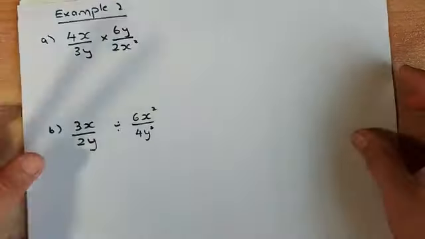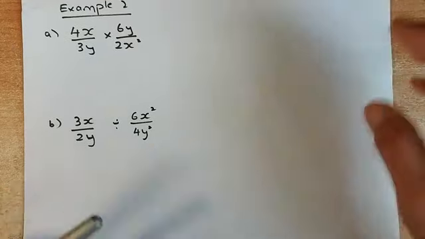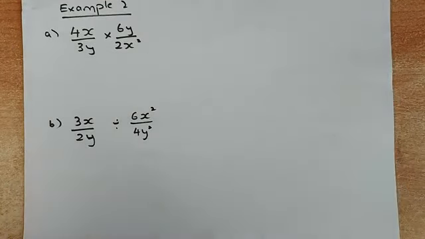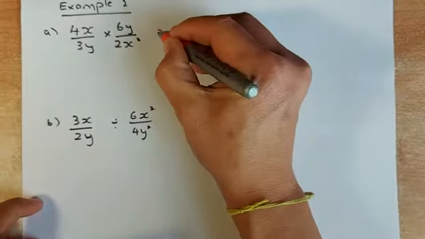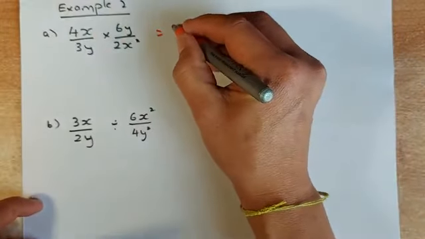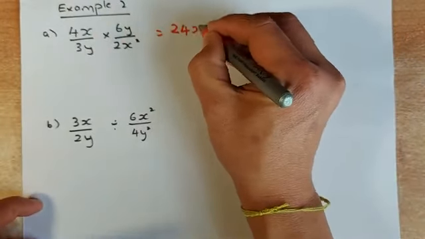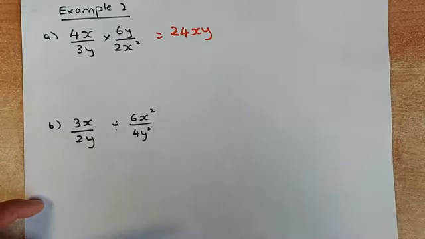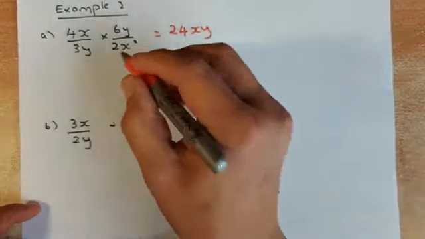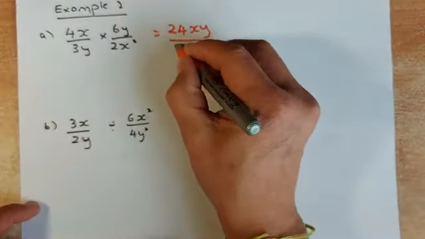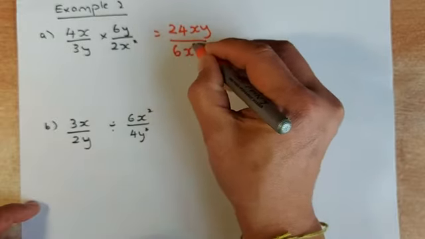Now we are going to look at how to divide and multiply algebraic fractions. So we shall look at multiplication first. If you remember your multiplication, you are going to multiply the numerator with the numerator and the denominator with the denominator. In this case, 4x multiplied by 6y is going to be 24xy. And the denominator, 3y times 2x squared, is going to be 6x squared y.